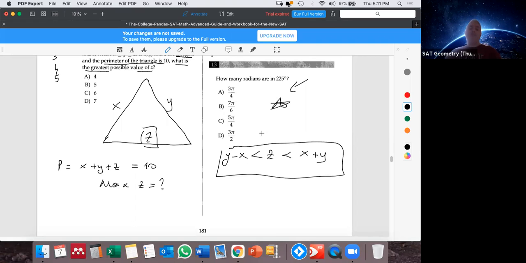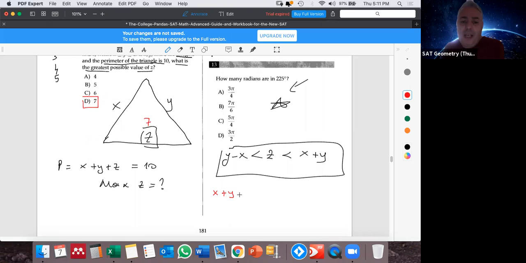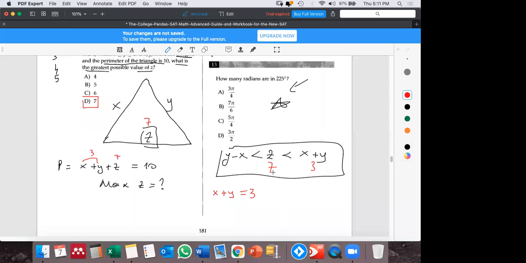But how? Just let me try. If I am saying this is the answer, so what will be X plus Y? 4 plus 3. It will be 3, right? Yes. So X plus Y is 3. Why? Since the perimeter is 10, if this is 7, this is 3. So the rule says, be careful. Z is 7, X plus Y is 3. Is it possible? No. So pass this.